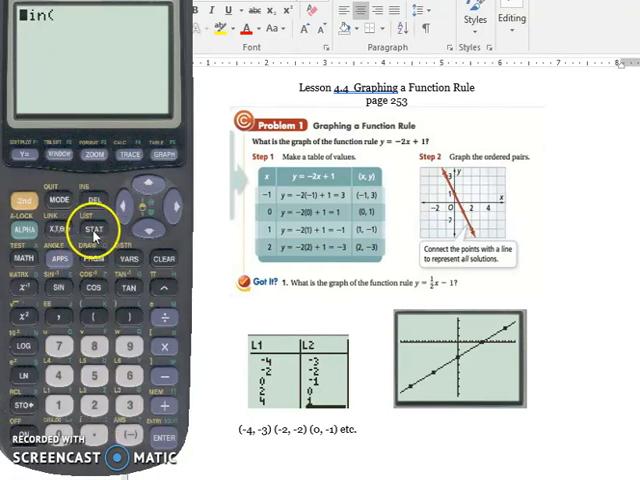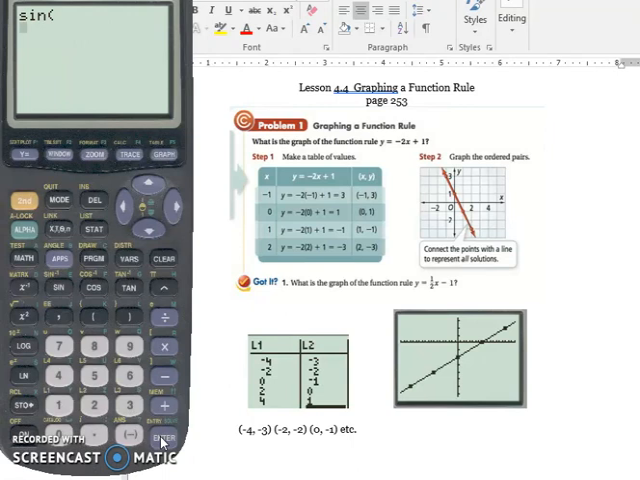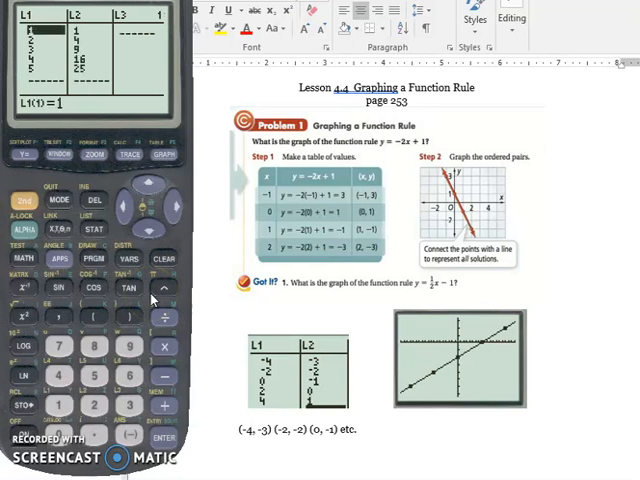What happened? Edit. Negative. What are you doing? -4. There we go. I don't know what it's doing. -2. Why is it doing that to me? Sorry. Stat edit. -4. Not sure why it was doing that.